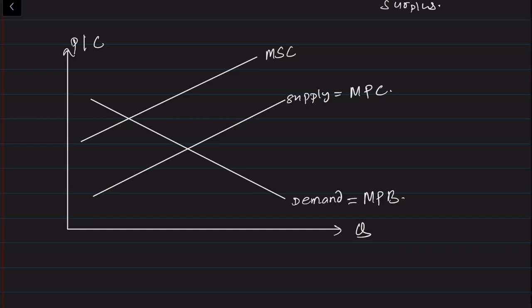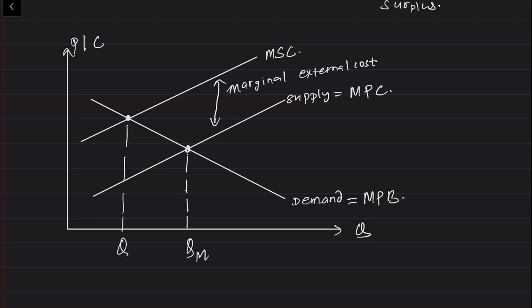So this is marginal social cost. And this shift is exactly by the marginal external cost. Okay, now this equilibrium is the market equilibrium quantity QM, and this intersection is the socially efficient quantity. So in short, I can write Q efficient.